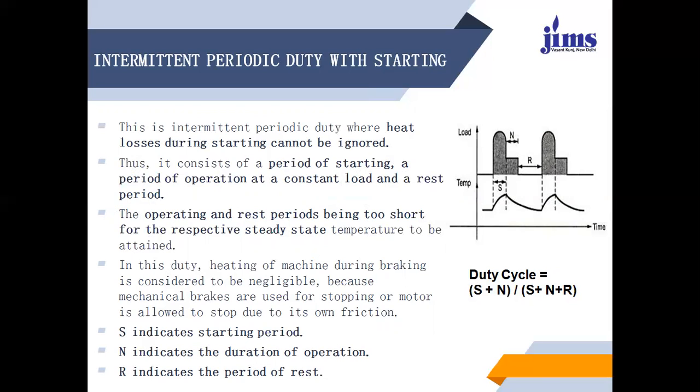Because mechanical brakes are not used, the motor is allowed to stop due to its own friction. The indicator S indicates the starting period, N indicates the duration of operation, and R indicates the period of rest. So we get the characteristics of this type of duty as in the graph below.